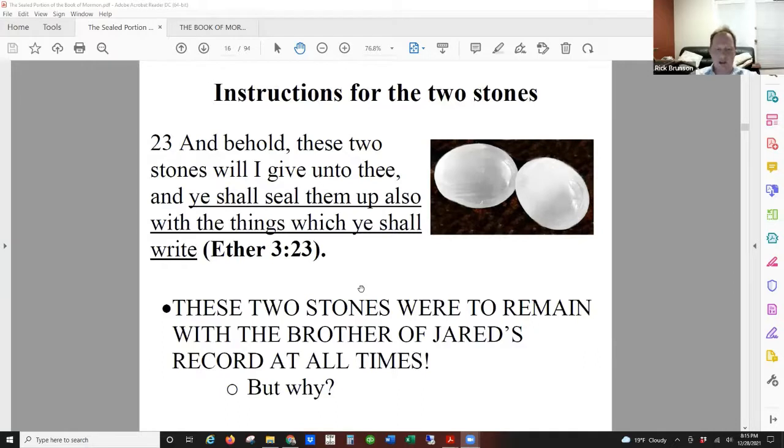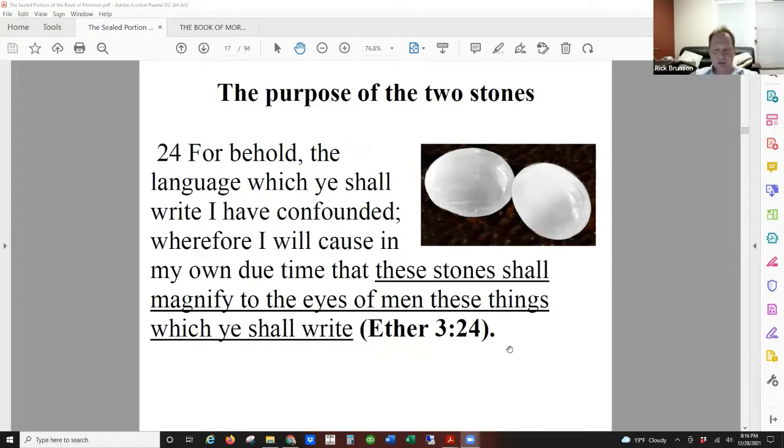So look at Ether 3, verse 23: "Behold, these two stones will I give unto thee, and ye shall seal them up also with the things which ye shall write." So if you guys can remember one thing from my presentation here, it's that these two stones were to remain with the brother Jared's record at all times. That's extremely important to my arguments the rest of the night. And it says it right there. The Lord wanted the brother Jared to seal up the stones with the record. Why? Does anyone know? The Lord answered that in verse 24: "For behold, the language which ye shall write, I have confounded. Wherefore I will cause in mine own due time that these stones shall magnify to the eyes of men the things which ye shall write."